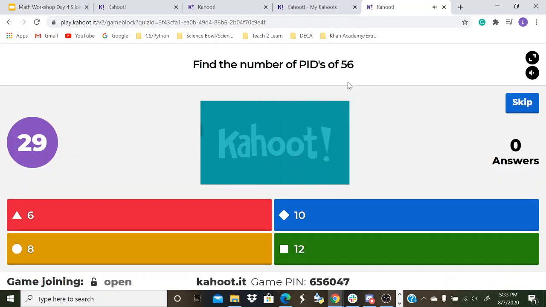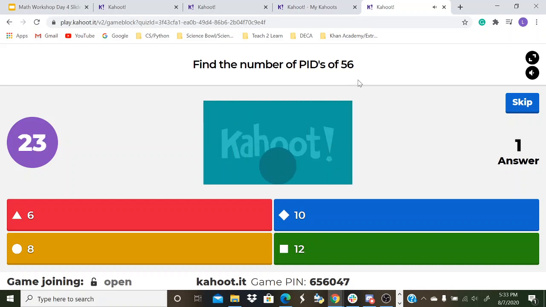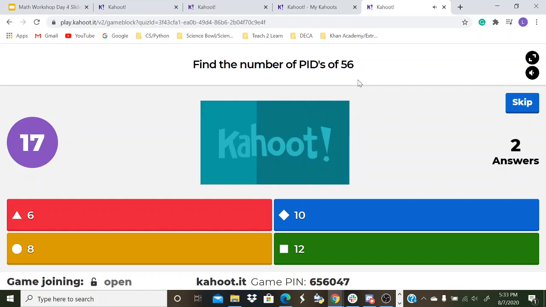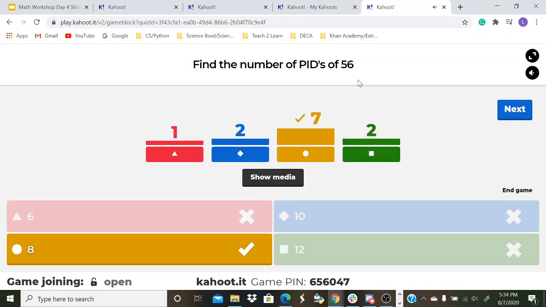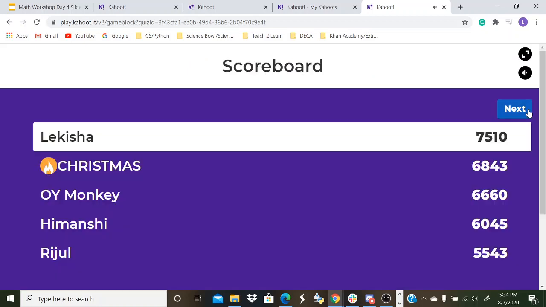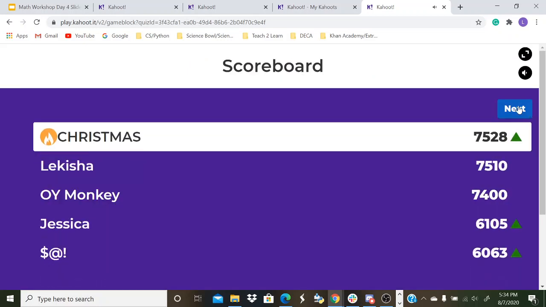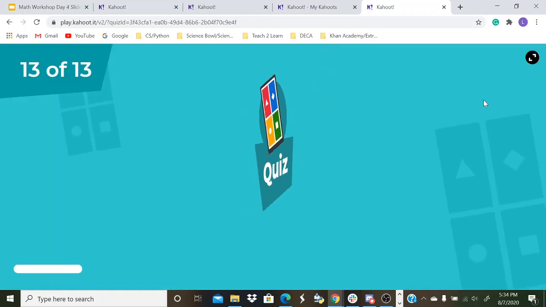So yeah, use the previous prime factorization to help you on this. Yeah, just add 1 to each exponent and then multiply. Alright, last question.